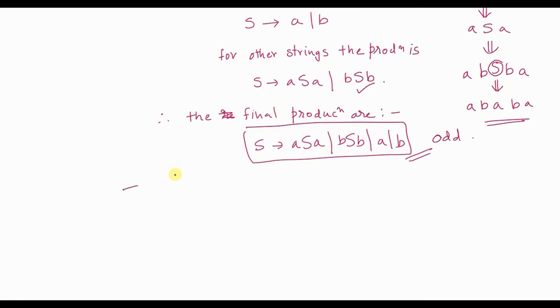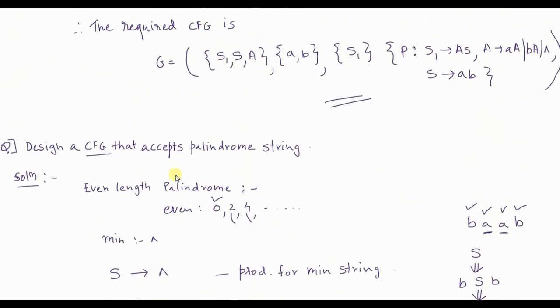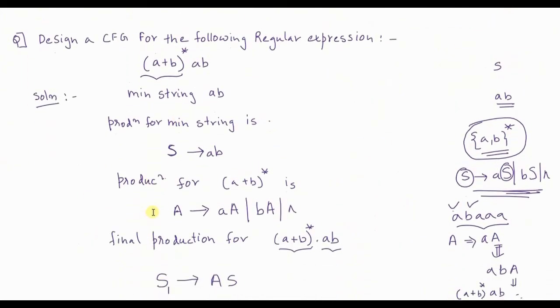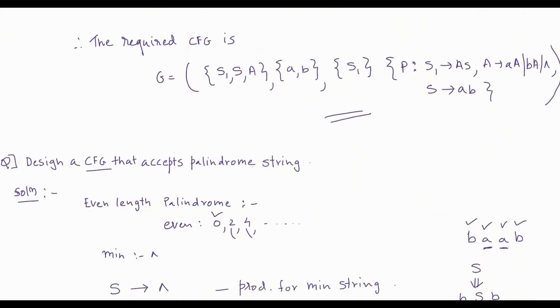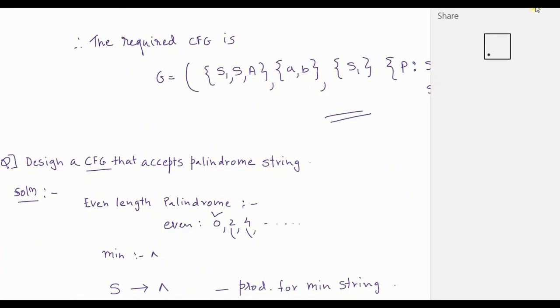Accordingly, you can then write the required grammar G by just writing what V, T, S, and P are. So these are the examples that I wanted to solve. Now in the next lecture we are going to go to the next topic.